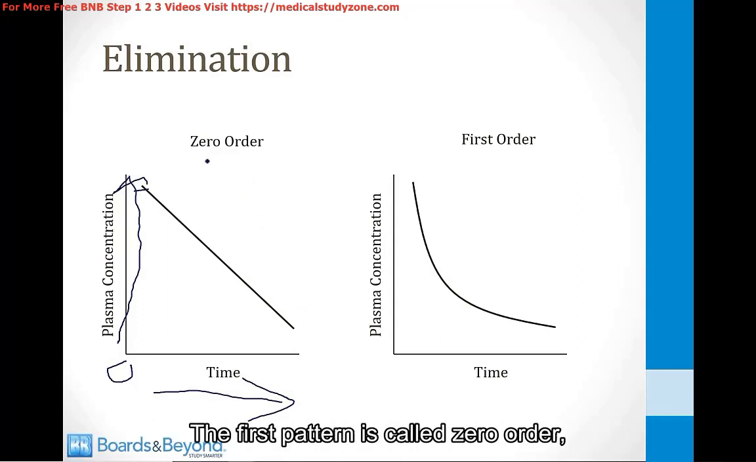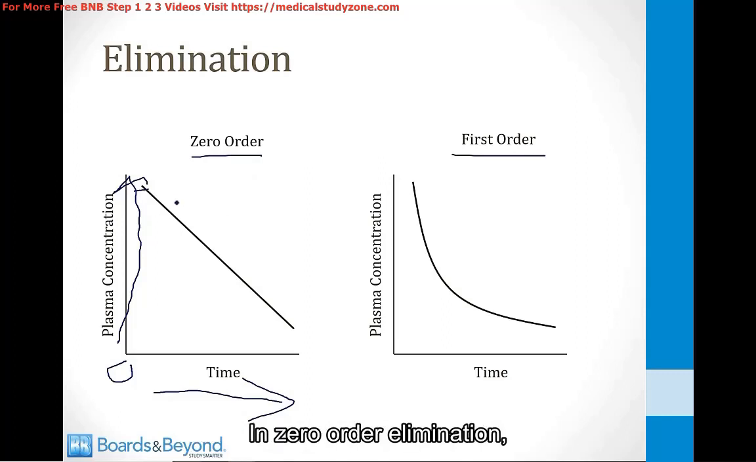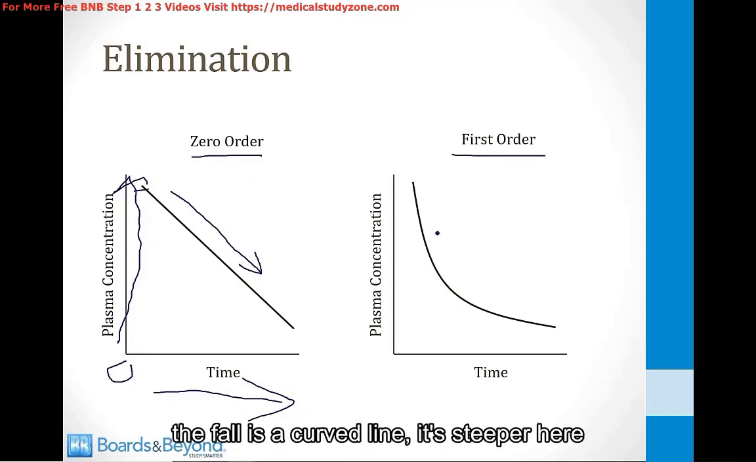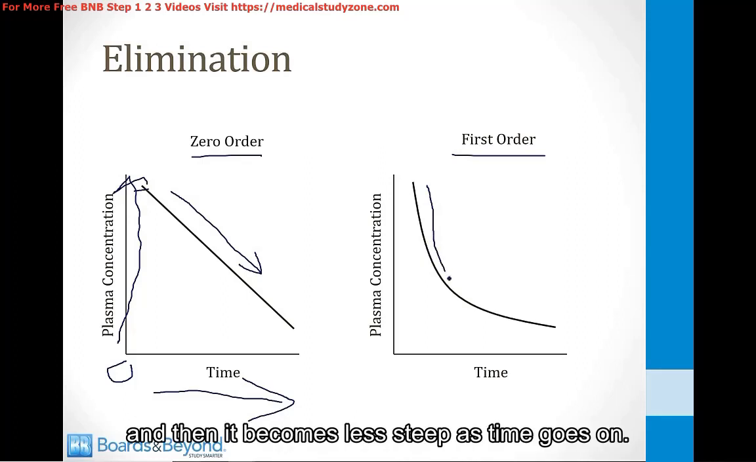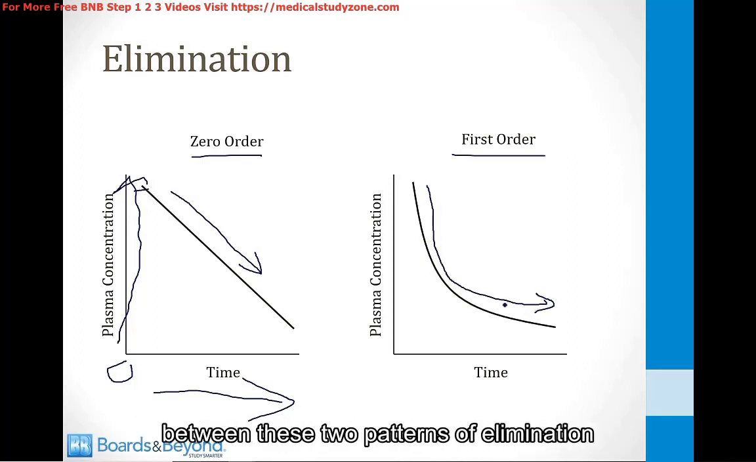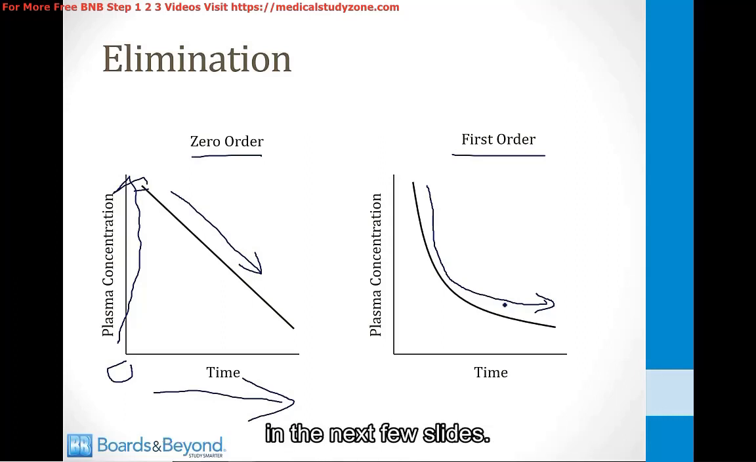The first pattern is called zero order. The second pattern is called first order. In zero order elimination, the fall in plasma concentration is a straight line, as shown here. In first order elimination, the fall is a curved line. It's steeper here, and then it becomes less steep as time goes on. And we'll talk about the differences between these two patterns of elimination in the next few slides.